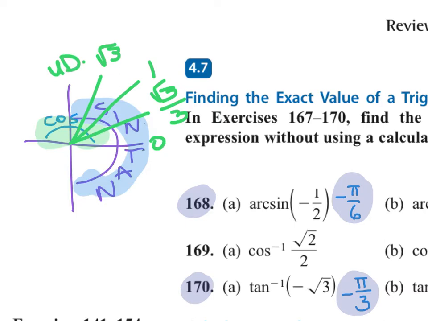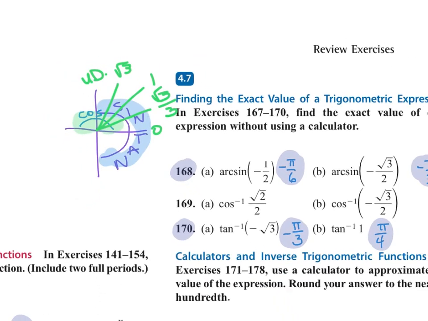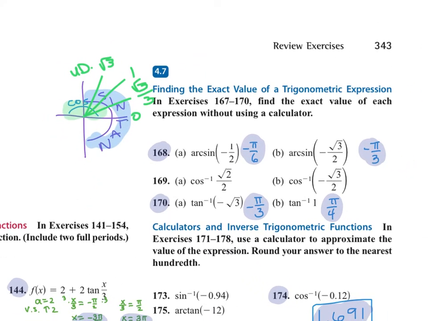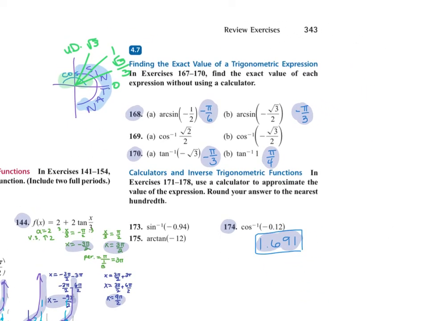So even if you just wrote that, like in the corner on your unit circle, it's a good reference. That should make these questions go really fast and help with your time. And then something like 173, 174, 175 would be on the calculator portion.